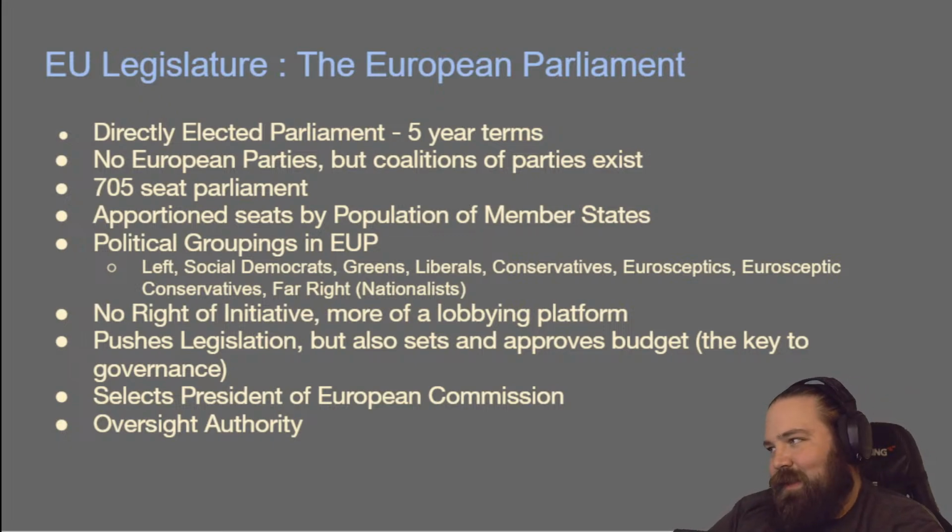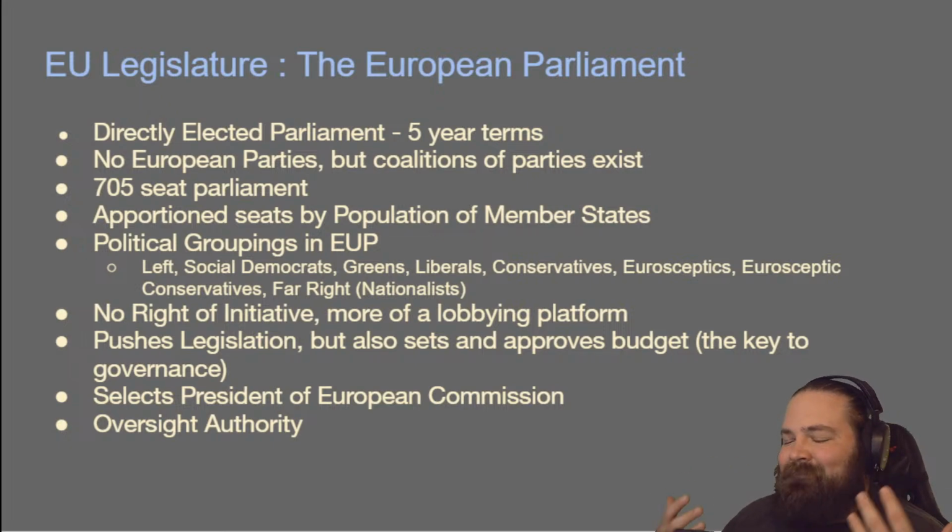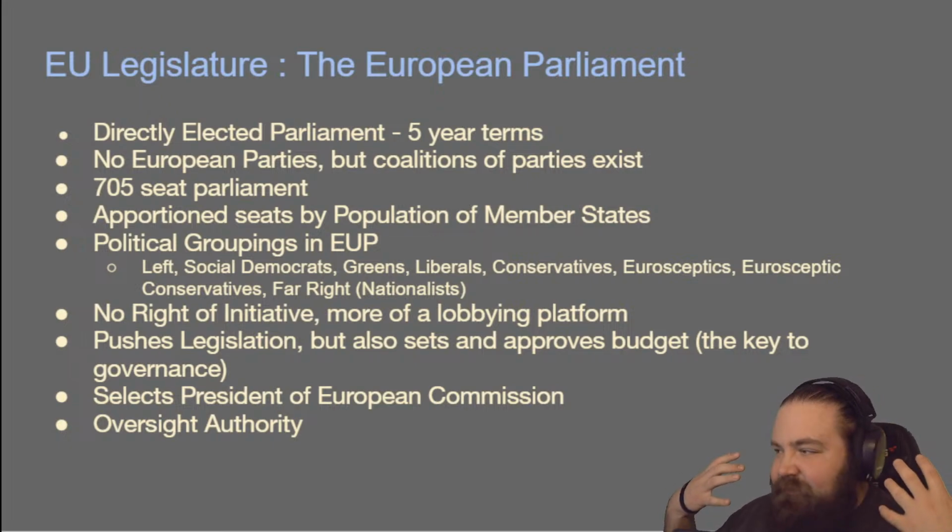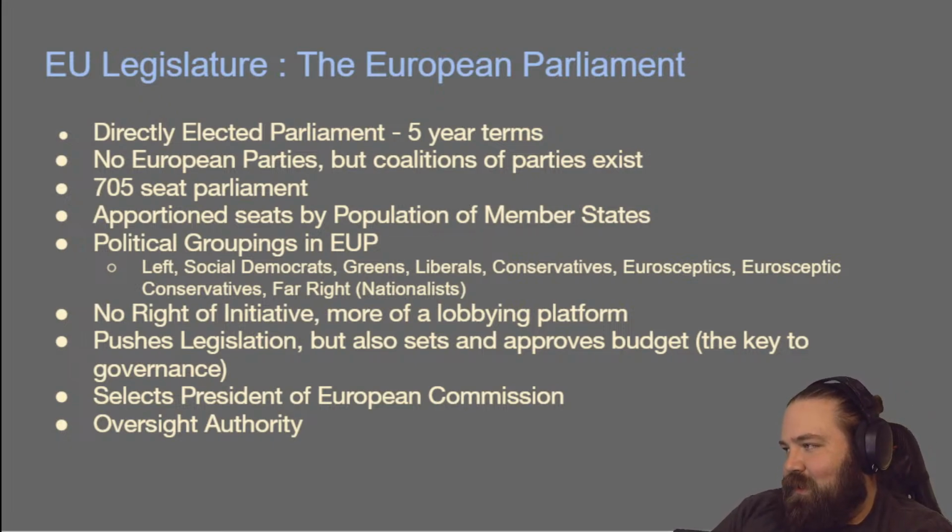And of course, everything's a two-level game, right? We've got to go back to that. One thing that the European Parliament does do is they have the ability to select the president of the European Commission. And the European Commission is really the executive, right? So they get to approve who the overall executive is, and they have some pretty heavy oversight authority over the bureaucracy. But they do not really have the ability to write bills and laws.